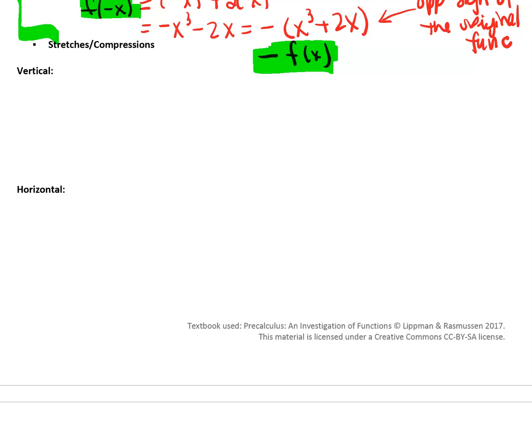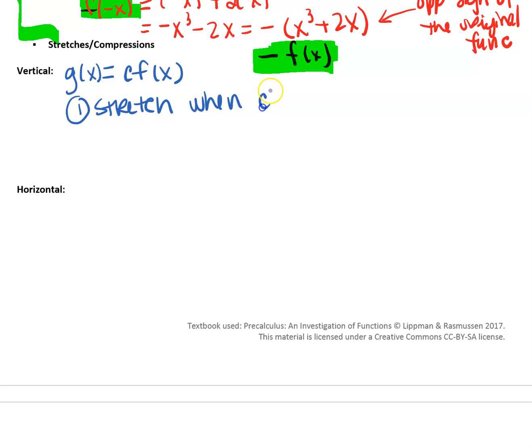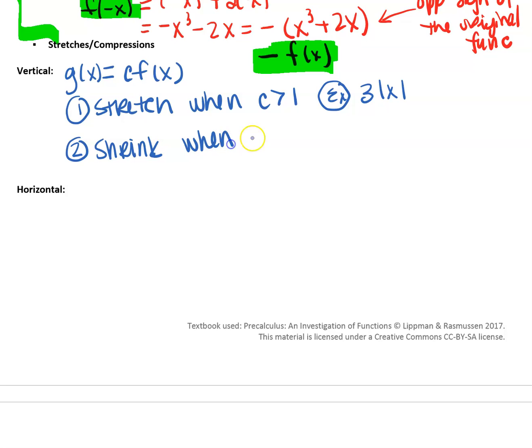So if I have a vertical stretch or shrink, that means I am taking a function and I am multiplying something on the outside of that function. That multiplier c on the outside of the function is going to be a stretch when c is greater than 1. So for example, if you had 3 absolute value of x. And then it is going to be a shrink when c is between 0 and 1, such as a small fraction. So that would be the example of like 1/3 absolute value of x.